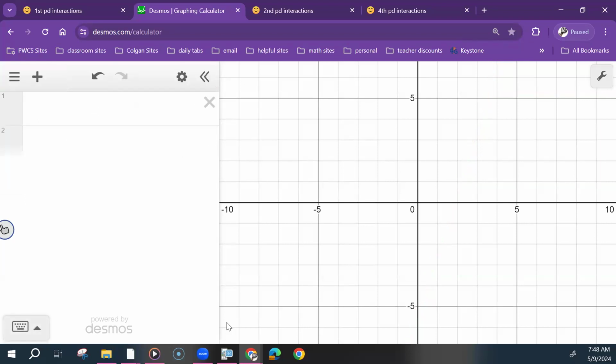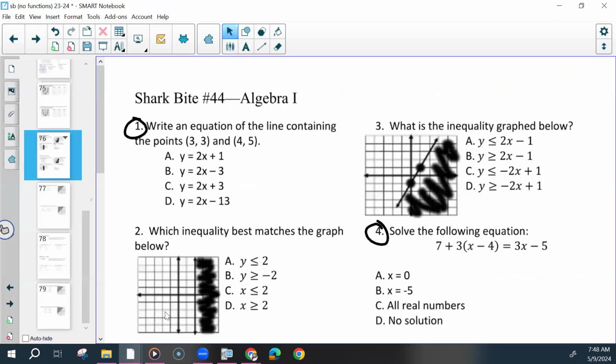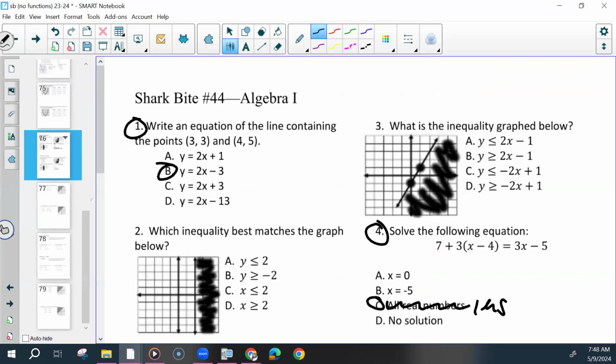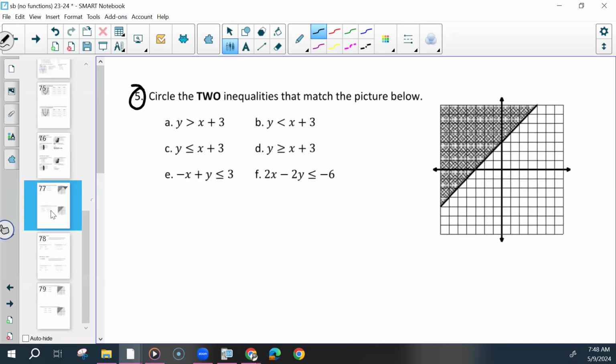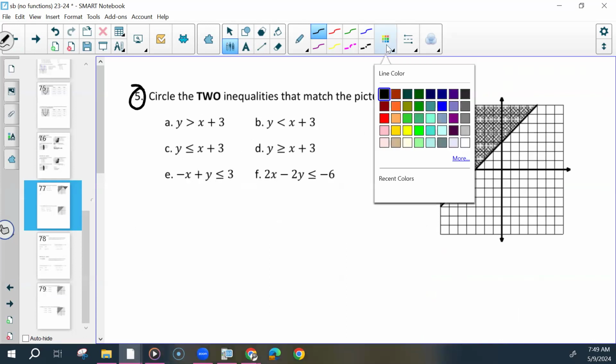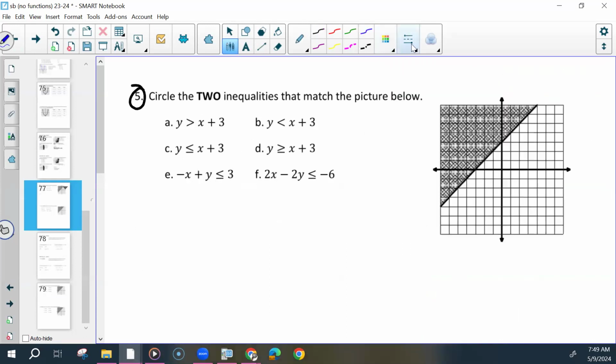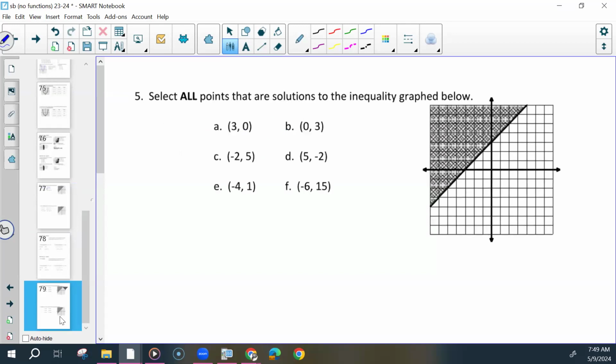Right, and then number 5. So there's one that's an obvious choice. The obvious choice is one that matches this. This is a solid line, so it can't be A or B. It's shaded above, so it has to be B. The slope is 1, it's starting at 3. And then you can look at E or F to see which of those 2 also match.